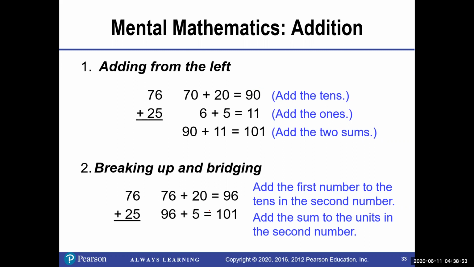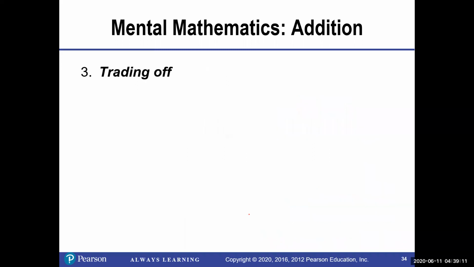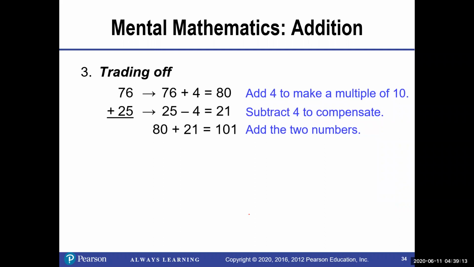Now breaking up and bridging, so you have 76 plus 20, okay? So you break 20 up, okay, into 20 and 5. Is that okay? So you have 76 plus 20, that is 96. And then 96 plus 5 gives you 105. And we have the trading off, okay? So add to make a multiple of 10, subtract to compensate, and then add the two numbers.